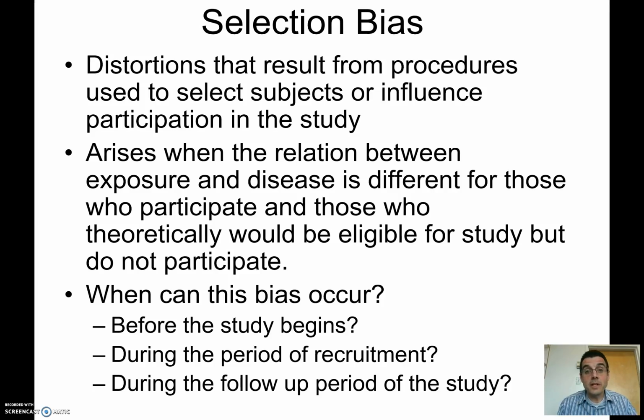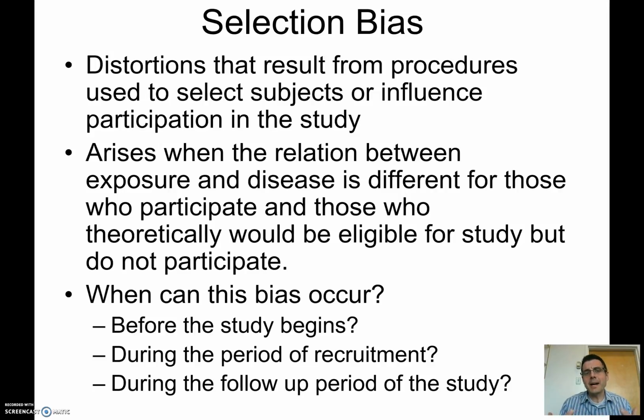So the first one is selection bias, where you have distortions that result from procedures used to select subjects or influence participation in a study. That's a mouthful, but it really comes down to how subjects or individuals are included or allowed to participate in the study. This arises when the relationship between the exposure and disease is different for those who participate and those who theoretically would be eligible for a study but do not participate.